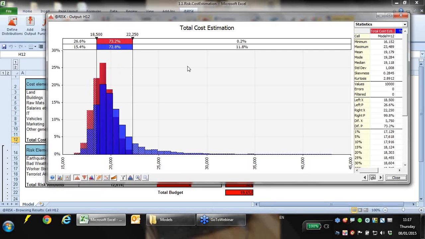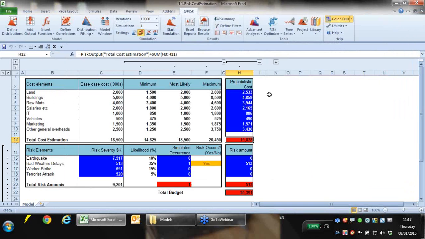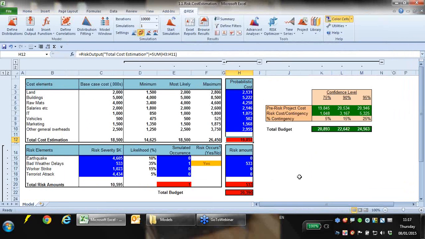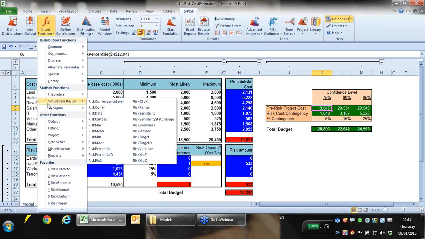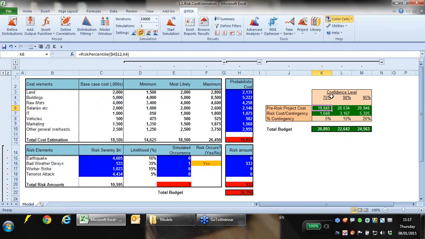So both with and without risks, and we can look at how the confidence levels change when we apply the risk register. What I've done up here is built in some little functions. @RISK has lots and lots of these little statistics functions, and I've used some of these simulation statistic functions to give me some different values down here. So here we've got the P75, P90 and P95, and I've got the project cost before any risks were added, which is these values here.